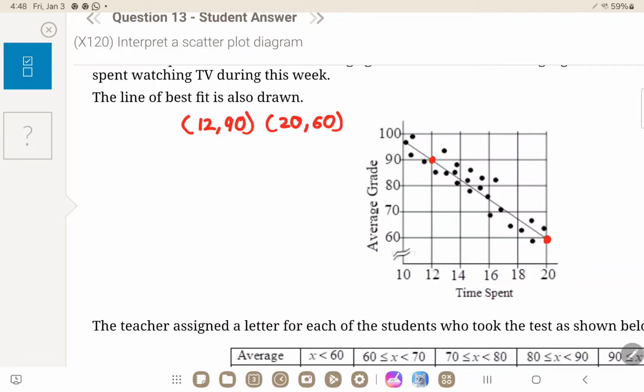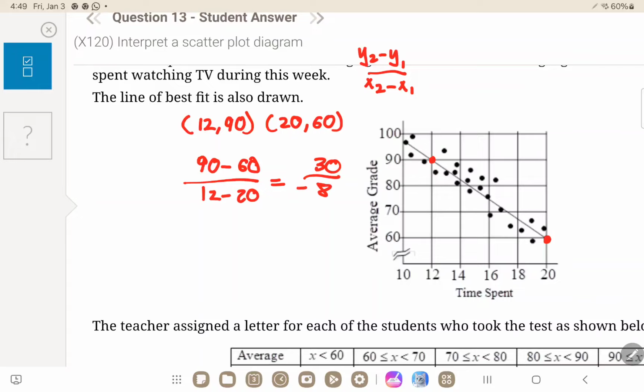We need to find their slope. So y2 minus y1 over x2 minus x1. So 90 minus 60 over 12 minus 20. You're going to get negative 30 over 8, or it's 30 over negative 8, but same thing. We can simplify this and it becomes negative 15 over 4. So that's our slope. Now we need to use y minus y0 equals m times x minus x0.